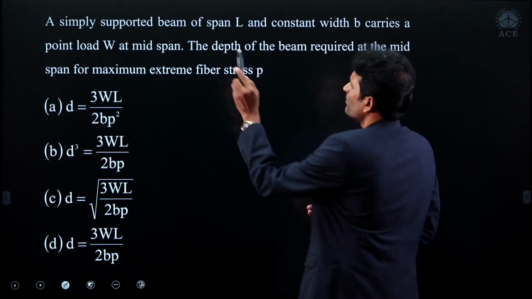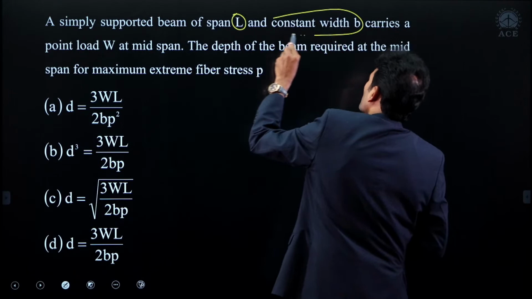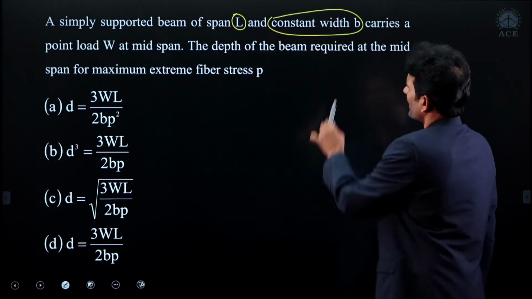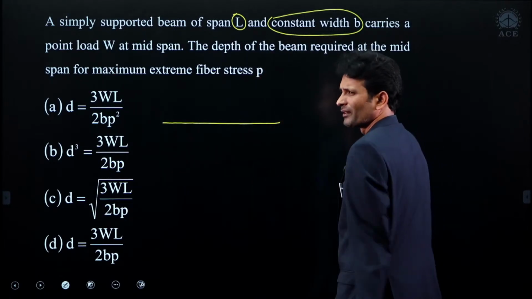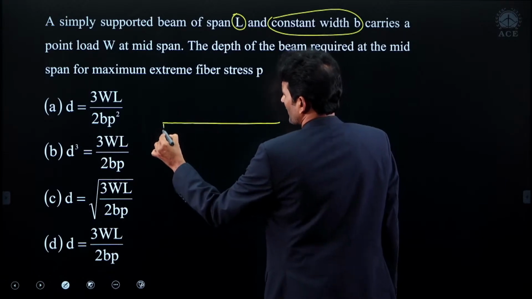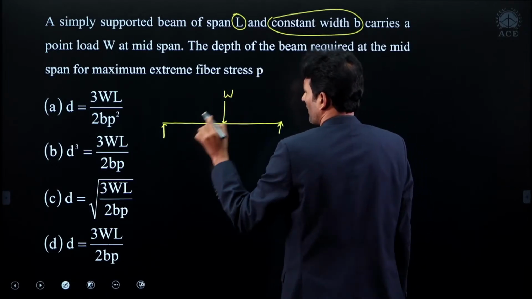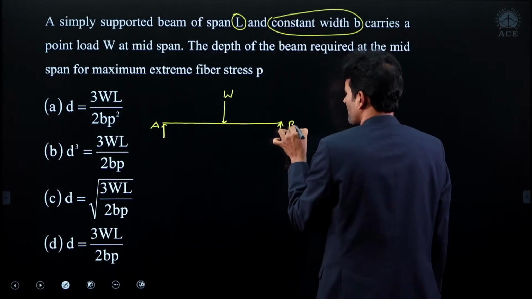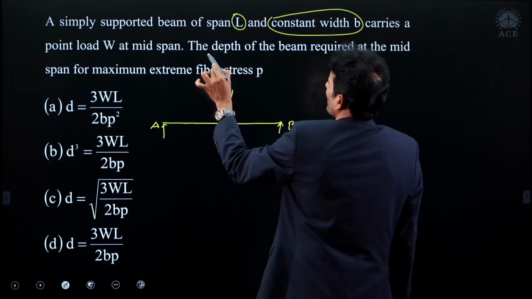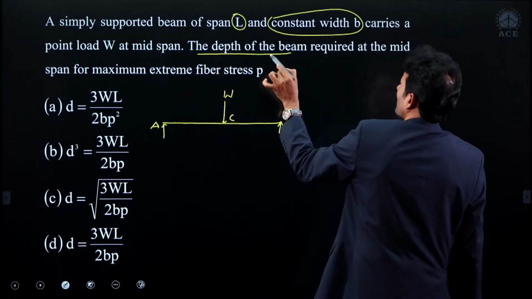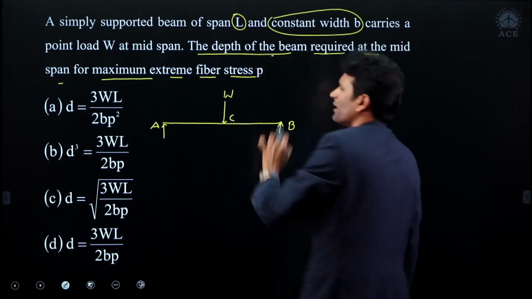Read the question carefully. A simply supported beam of span L units, a constant width B, we are not making any changes for the width, and carries a point load at midspan. Given a beam, absolutely yes, it is a simply supported beam. Where did we apply the load? The load is applied at the center point. Let us mark this as A, this as B, and the midspan as C. The width is constant. We require the depth of the beam required at midspan for the maximum extreme fiber stress P.